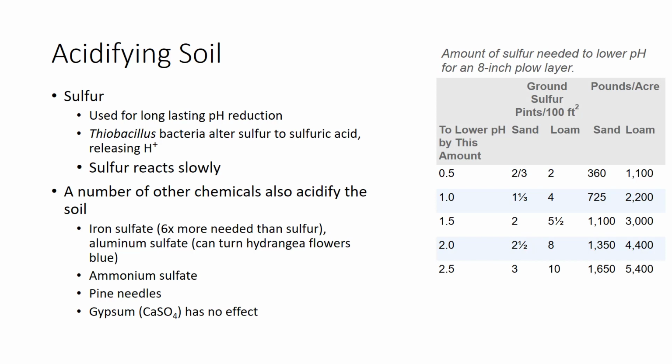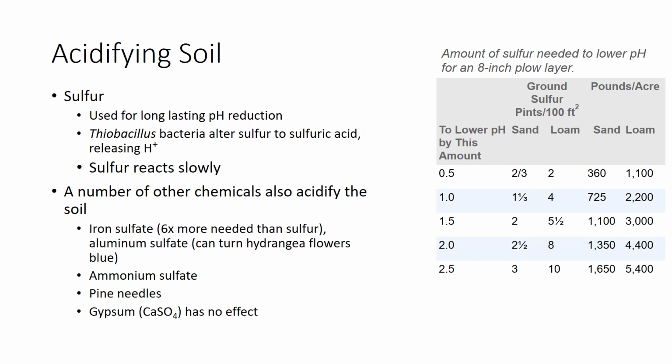A number of other chemicals also acidify the soil and are used much the same as sulfur. These include iron sulfate and aluminum sulfate. Iron sulfate acts faster than sulfur, but more is needed, a bit more than 6 times as much. Aluminum sulfate can turn hydrangea flowers blue since aluminum ions dissolve in flower cell sap and produce a blue color.